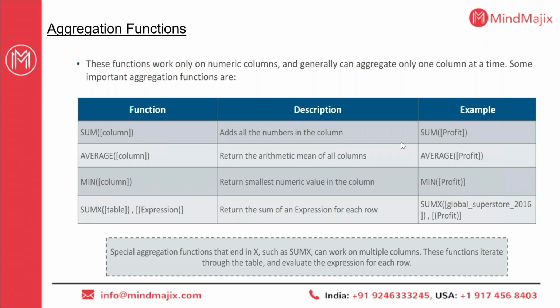So special aggregation functions that end in X, such as SumX, can work on multiple columns. This is one of the features that you can note: any function ending with X can be used across multiple columns. These functions iterate through the table and evaluate the expression for each row. So you can just do the SumX of column 1, column 2, column 3. So this actually works on separate columns together in one formula. So that's the difference between a normal function and a function which ends with X.